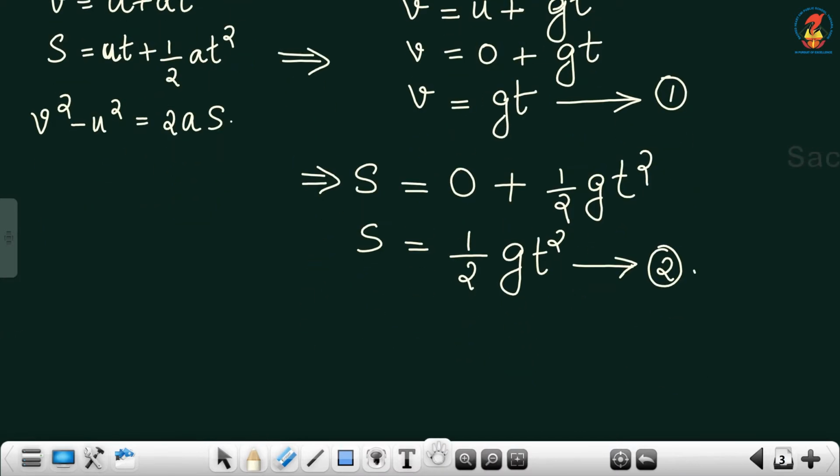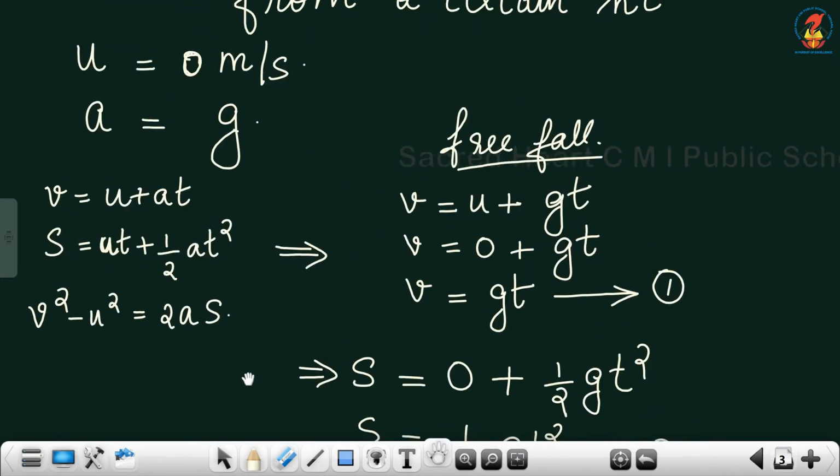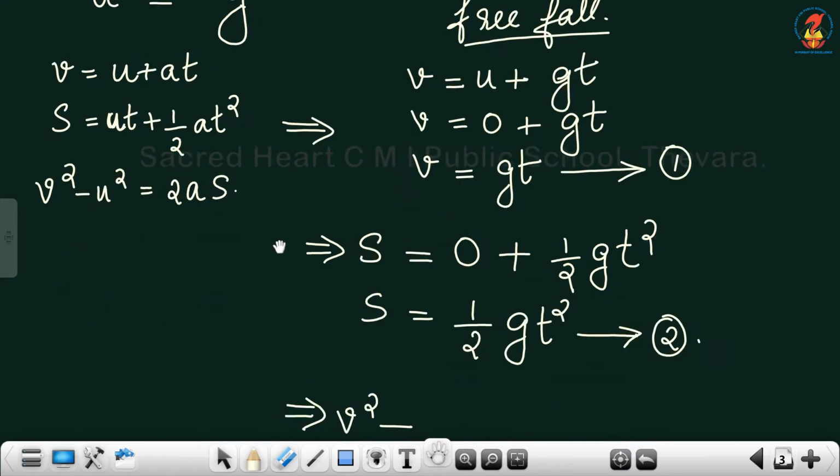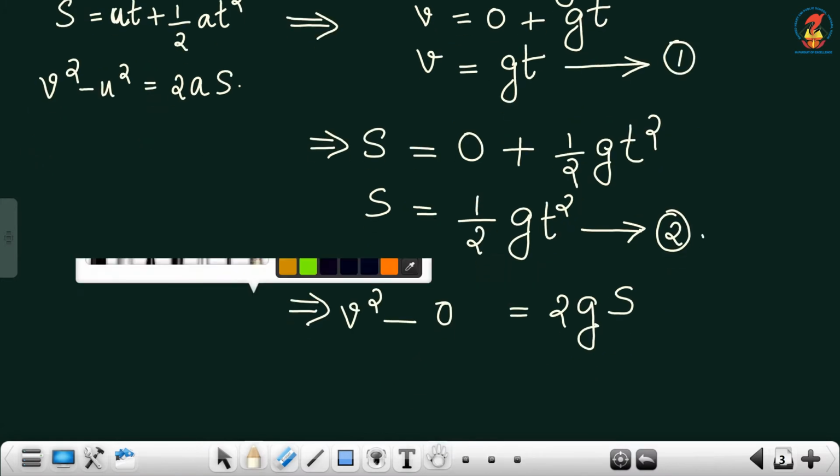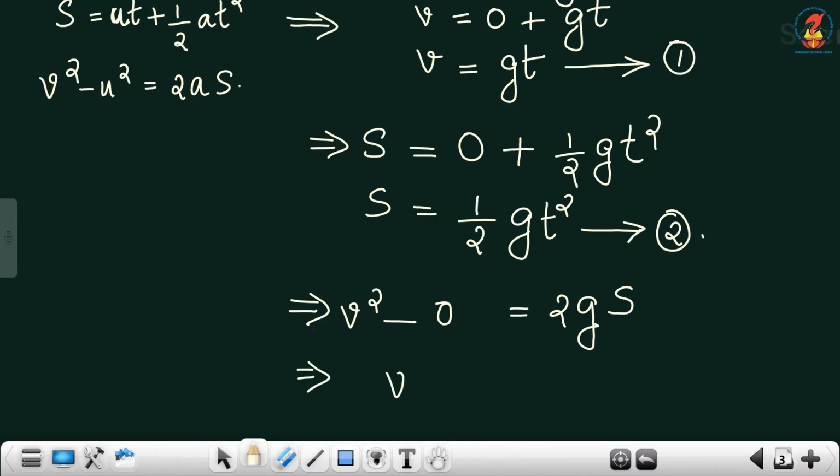Now, the third equation of motion is v² − u². In this case u is equal to 0 meter per second, so let us substitute that. v² − 0 = 2 × g × s, instead of a we substitute the acceleration due to gravity g. The equation gets reduced to v² = 2gs. This is the third equation.